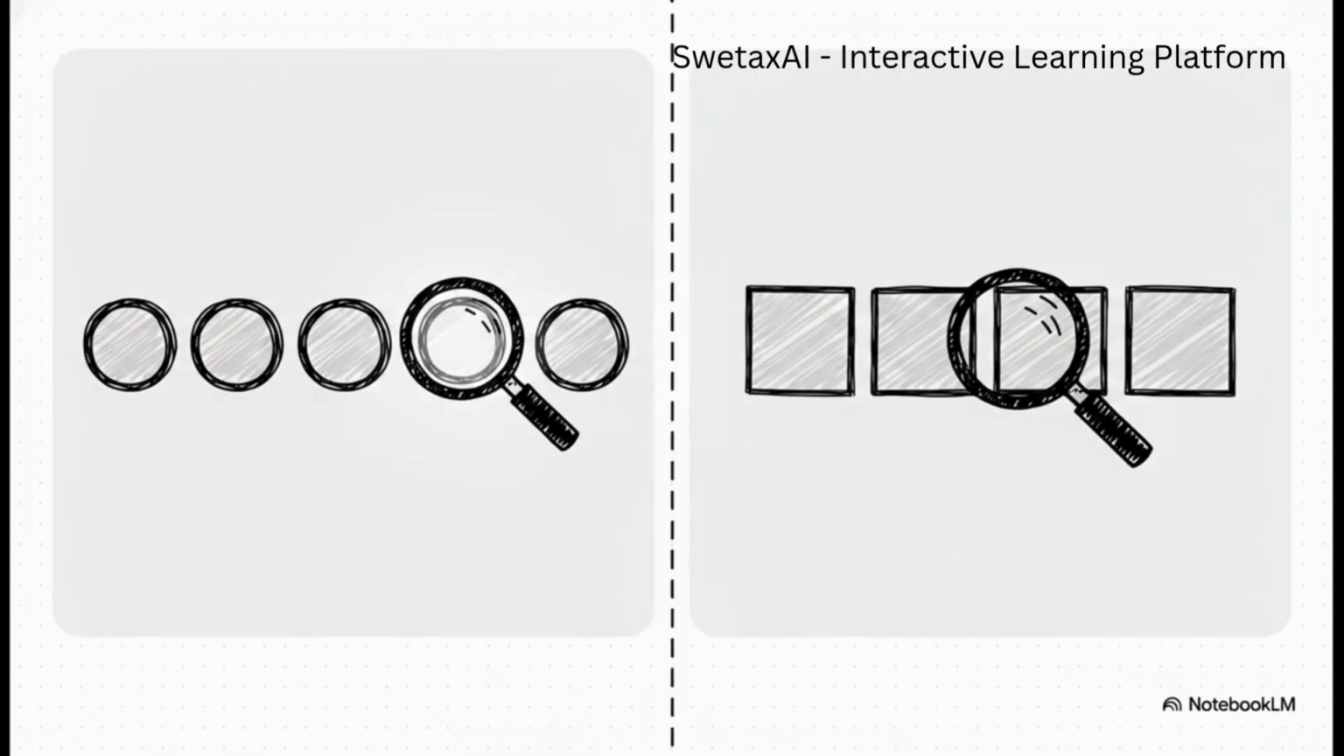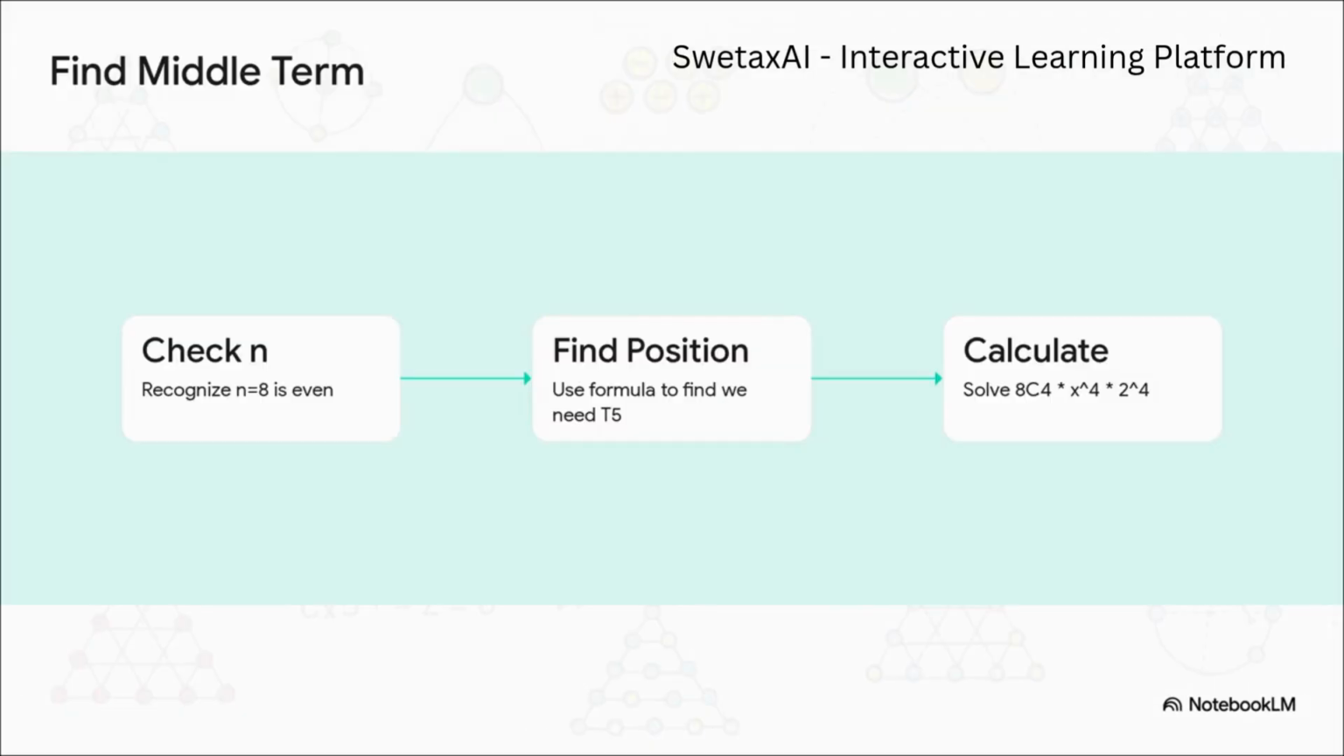Now, a super common exam question is finding the middle term, and test makers love trying to trick you here. You actually have to split your logic depending on whether your exponent n is even or odd. Since the total number of terms is always n plus 1, if n is an even number, you get an odd total number of terms, which means there's exactly one middle term. But if n is odd, you get an even total number of terms, so you end up with 2 middle terms. Let's put that into practice.